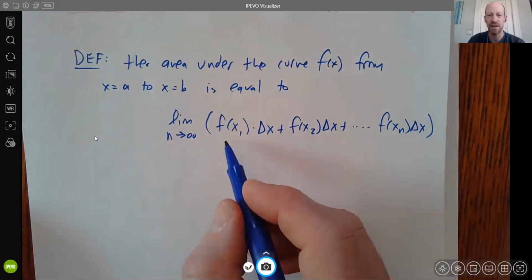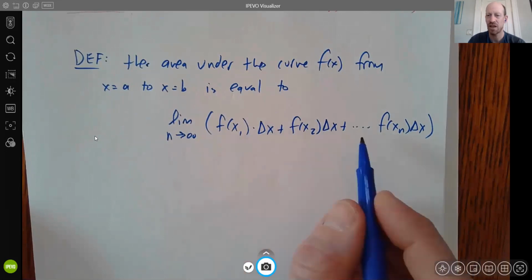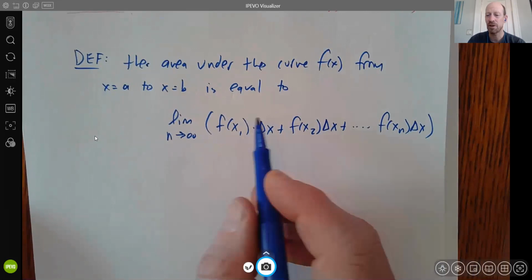All this is saying is I'm going to add up the rectangles. Each of these is the area of a rectangle. And then I'm going to let the number of the rectangles go to infinity.